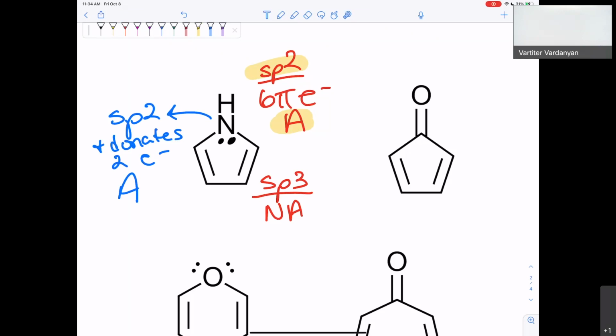Great question. So instead of drawing out the orbitals every time, what I suggest doing is each double bond is worth 2 electrons. So I think 2, 4, and then assuming the N is sp2, we count 6.